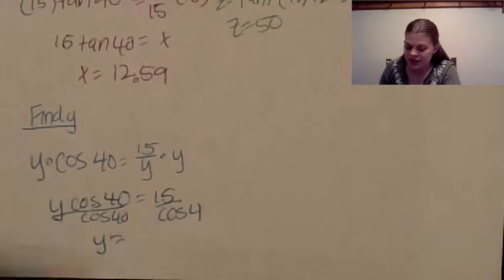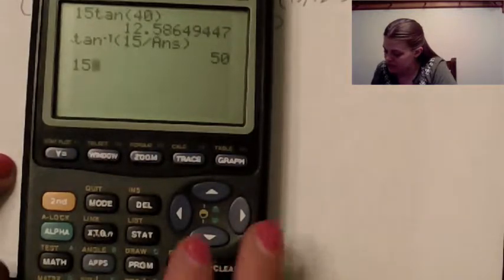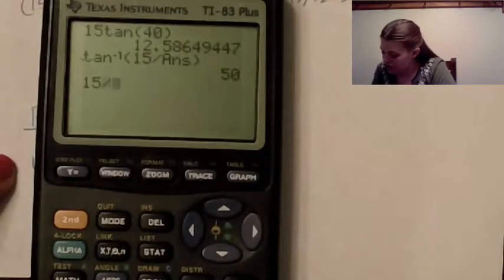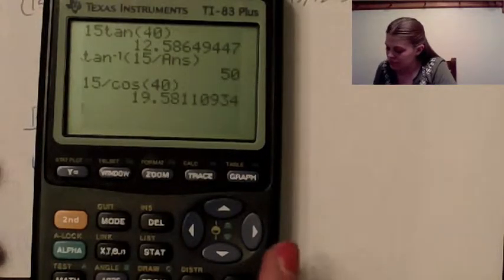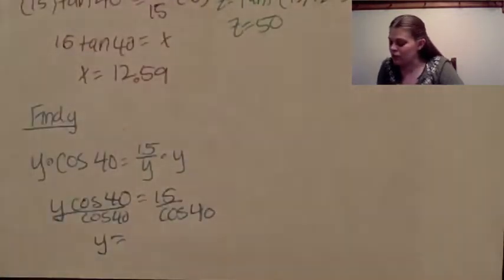So y is 15 divided by cosine of 40. So I get 19.581.